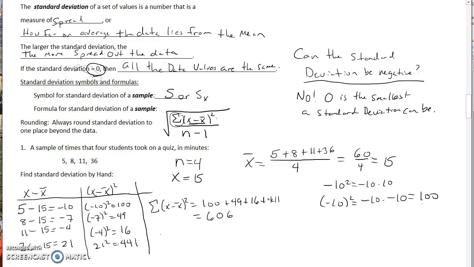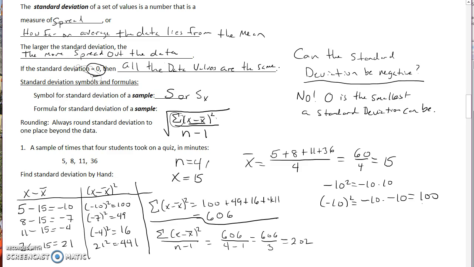All right, the next step is it says divide it by n minus 1. Now it's going to be the square root of x minus x bar squared divided by n minus 1. So in this case, it's going to be 606 divided by, remember n is 4, right? So it's going to be 4 minus 1, which would be 606 divided by 3, which is 202.